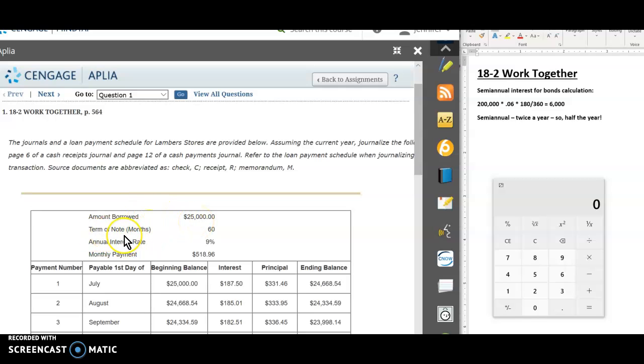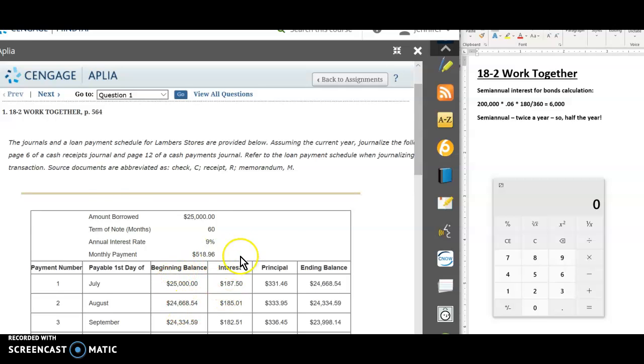The term of our loan is 60 months. Okay, so we have to pay it all back within 60 months. Our annual interest rate is 9%, and our monthly payment is $518.96. So basically for 60 months, you're going to pay back $518 every month.